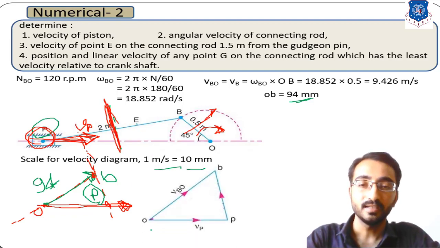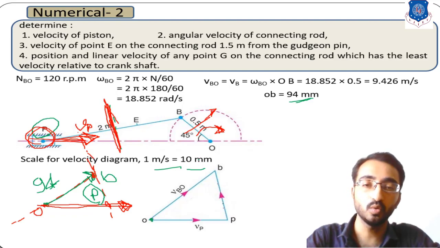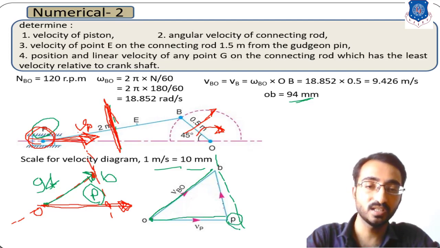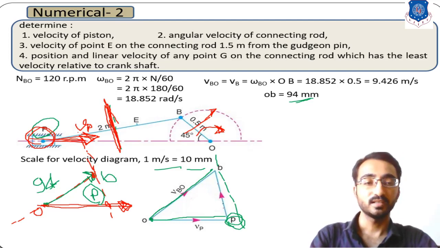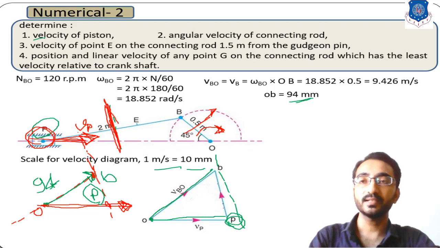So over here if you draw it with perfect measurement, then with reference to point O, OB that is of 94 mm, then BP that is your reference line, velocity of P horizontal line, and this intersection will give you point P. So by using this arrangement you can calculate the velocity of slider P. Okay, so now let's solve this first term, that velocity of piston.